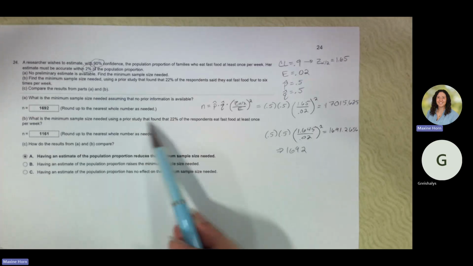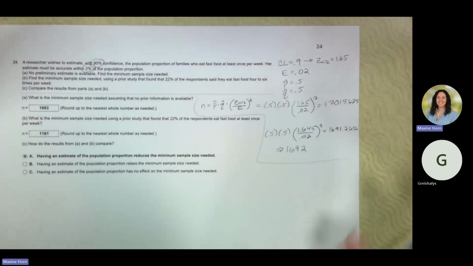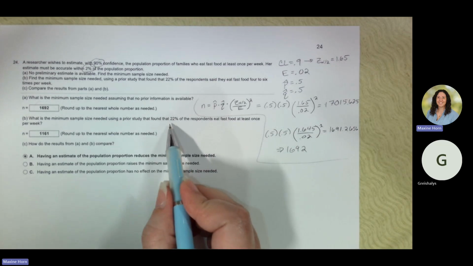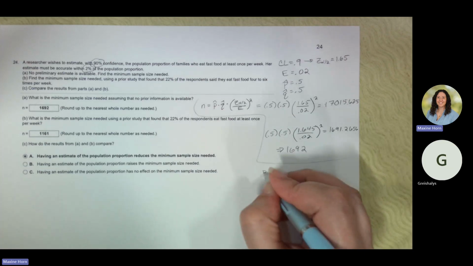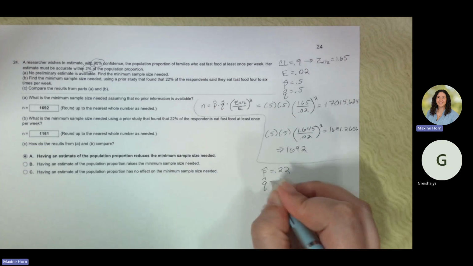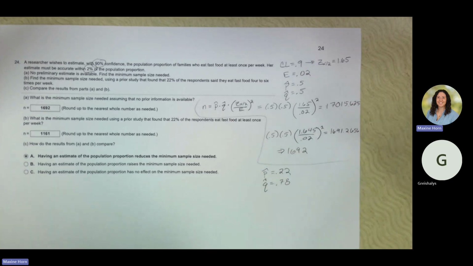Okay, so we got our 1692, and then it says, what if we uncovered that there was a prior study? Yay, more data, more information. That's always good, right? The more information, the better. That found that 22% of the respondents eat fast food at least once per week. That is our new p hat. P hat is 0.22. Great. So we're going to do 1 minus that to get our q hat. So that's going to be 0.78.